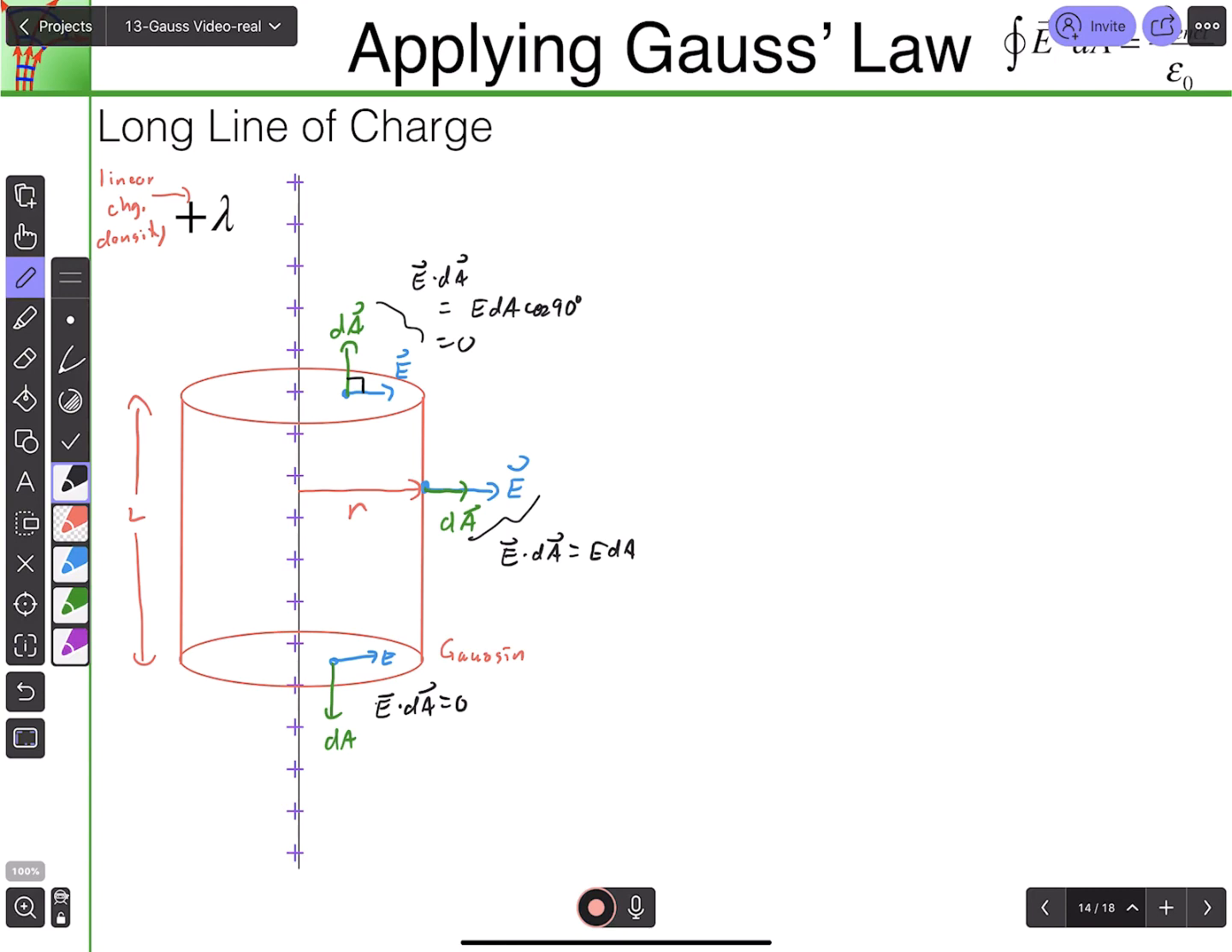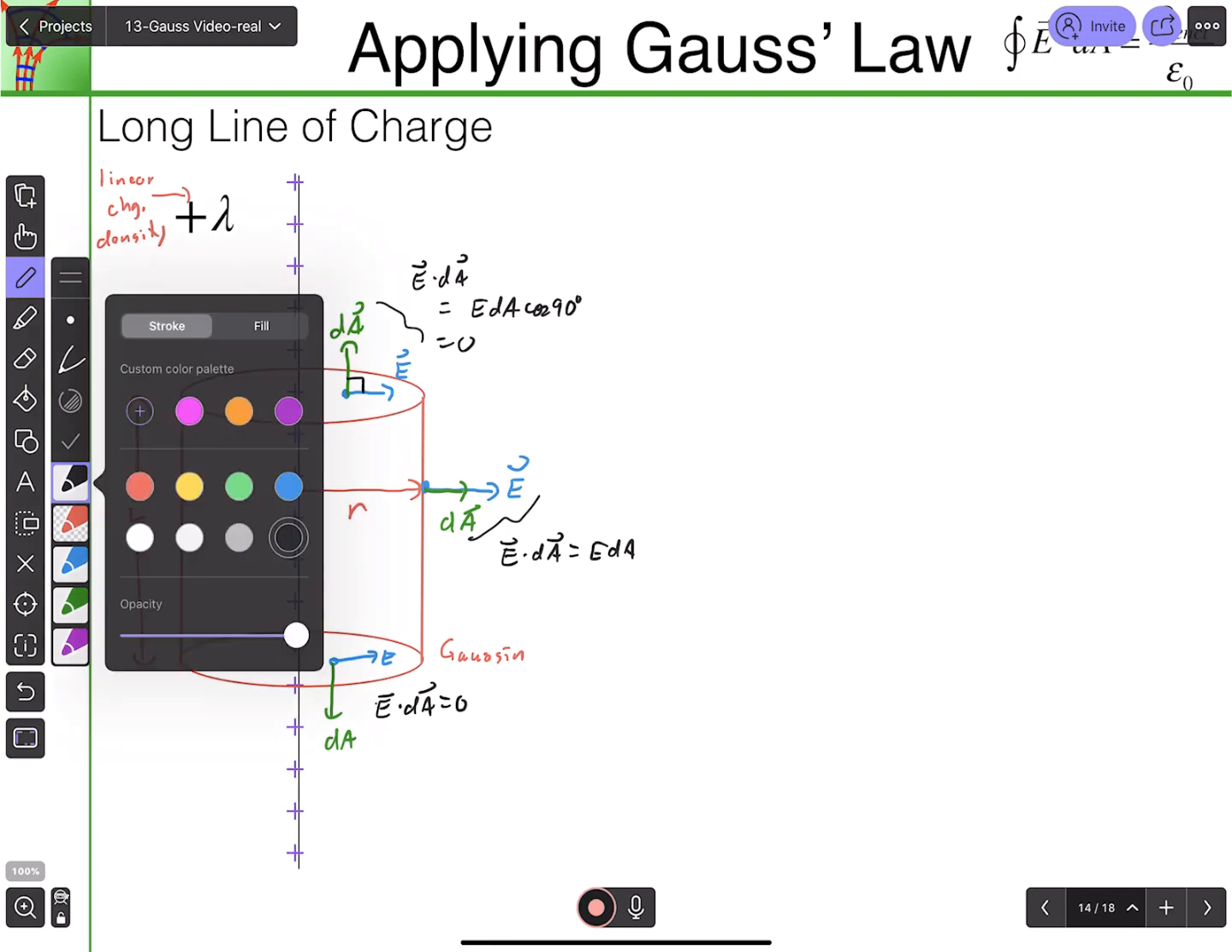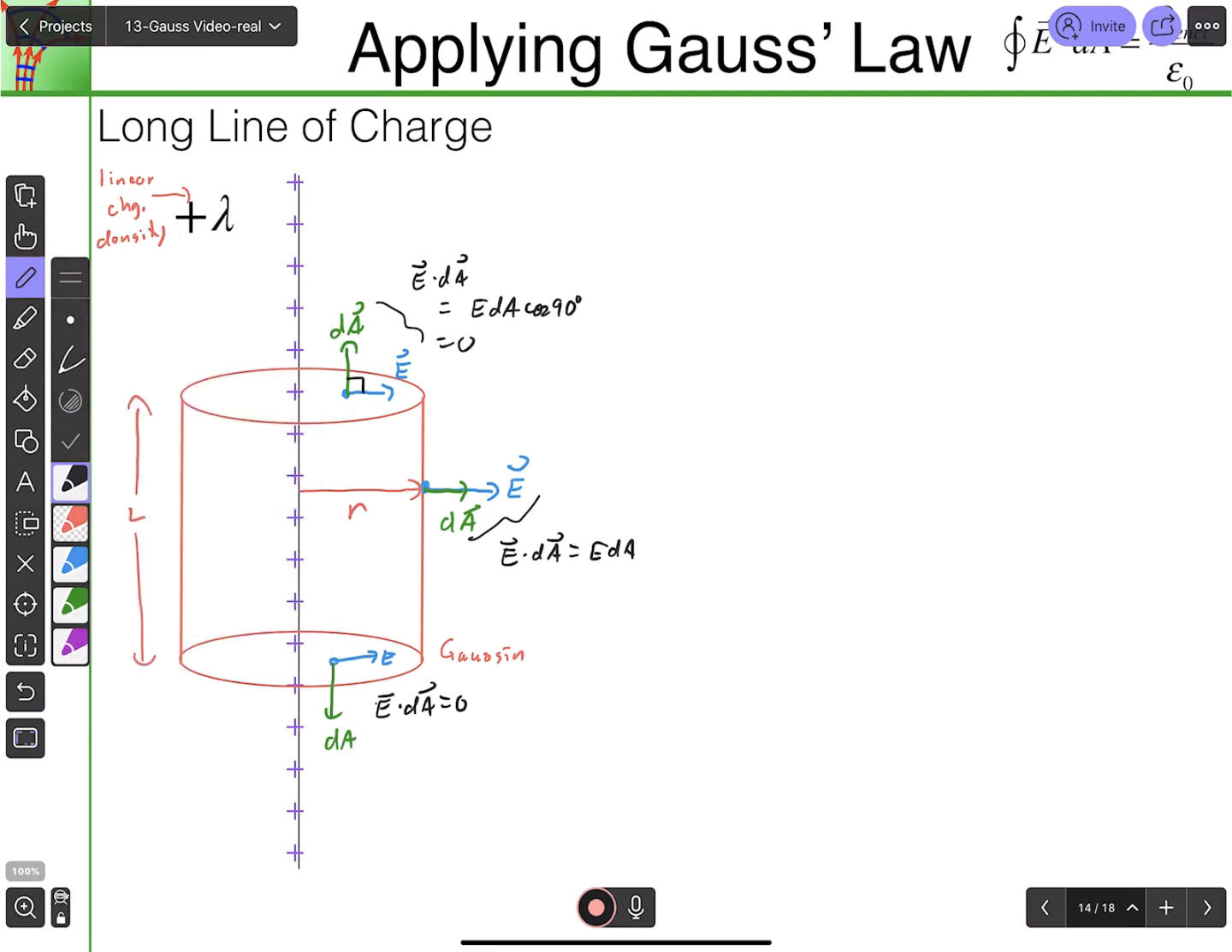Okay, so we have three surfaces to deal with: the outer wall, the top, and the bottom. And we have everything we need. Oh, I lied. We need one more thing. We need to find Q enclosed. So Q enclosed is how much charge is inside it.